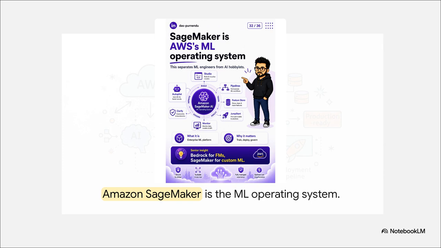That's when you escalate to Amazon SageMaker. Think of SageMaker as AWS's true machine learning operating system. It really separates the AI hobbyists from the ML engineers, giving you a totally comprehensive environment to train, deploy, tune, and rigorously govern your entirely custom models.